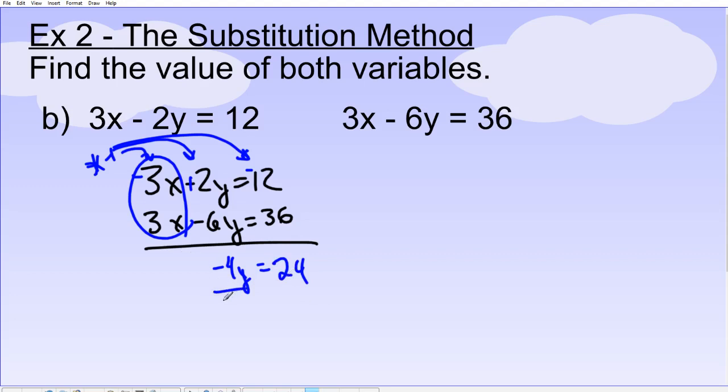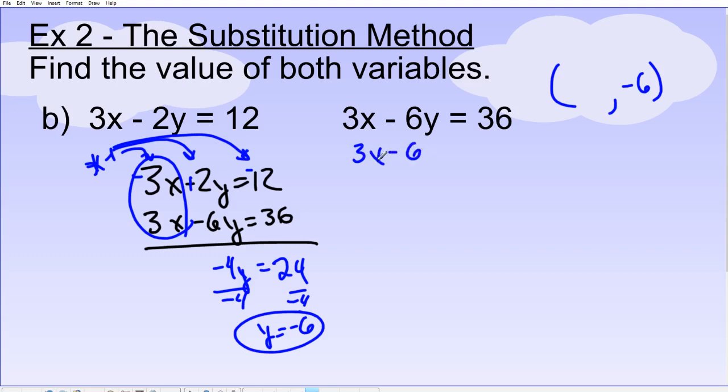I then divide both sides by negative 4, and y is equal to negative 6. My y part of my answer is negative 6. I'm going to take that negative 6 and plug it into one of my two equations. It doesn't matter which one, just pick one. Since I got space here, I'm going to use this one. I'd like to use that one because the numbers are smaller, but I've got stuff in the way. So I'm just going to use this one over here.